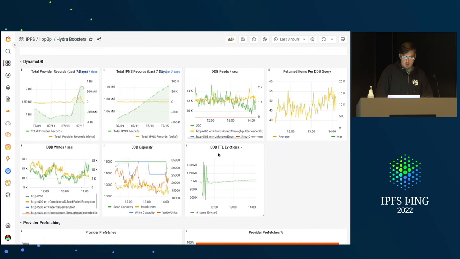If we look at the database, we can see this is interesting. In the last day, there was a huge surge, a billion new records that were put into the DHT. So we can get a good global view of the number of records floating around in the DHT, and then the number of records that expire and get evicted.